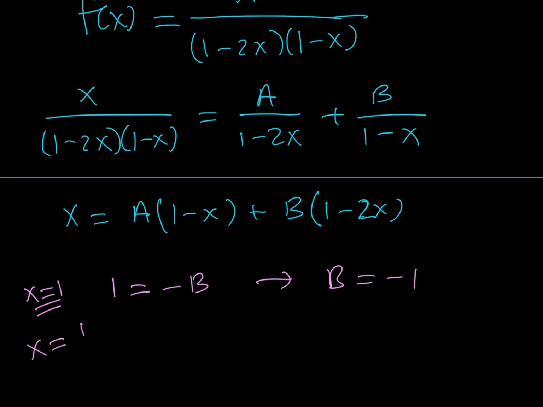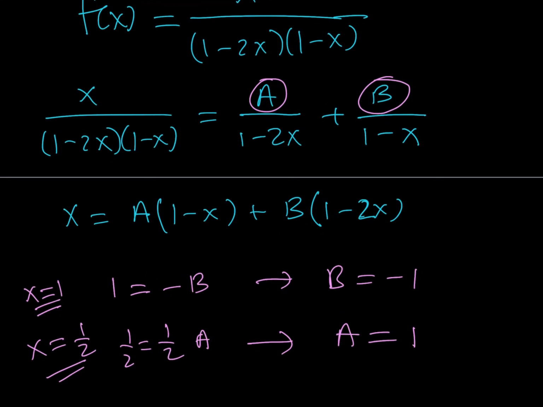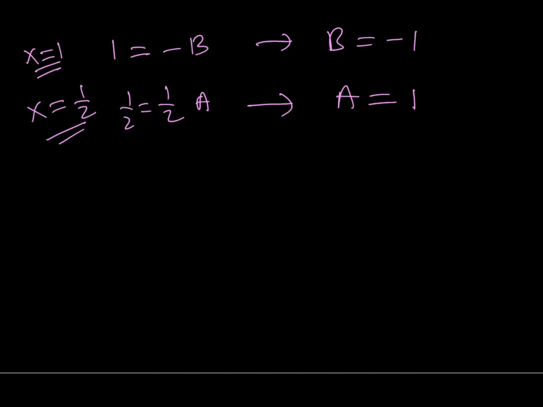If you replace x with 1/2, then we get a times 1/2, which is 1/2 of a. And on the left-hand side, we get 1/2 equals 1/2 of a. And from here, we get a equals 1. So we got the values of a and b. This basically gives us our sum as a sum of two fractions. So it's going to look like this.